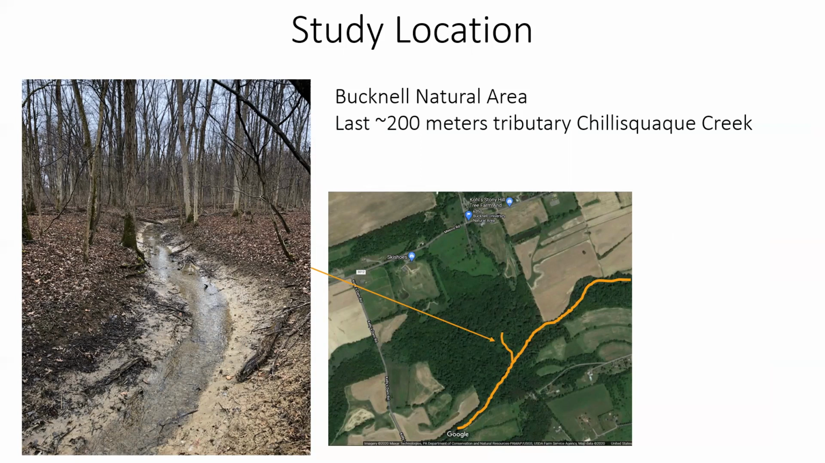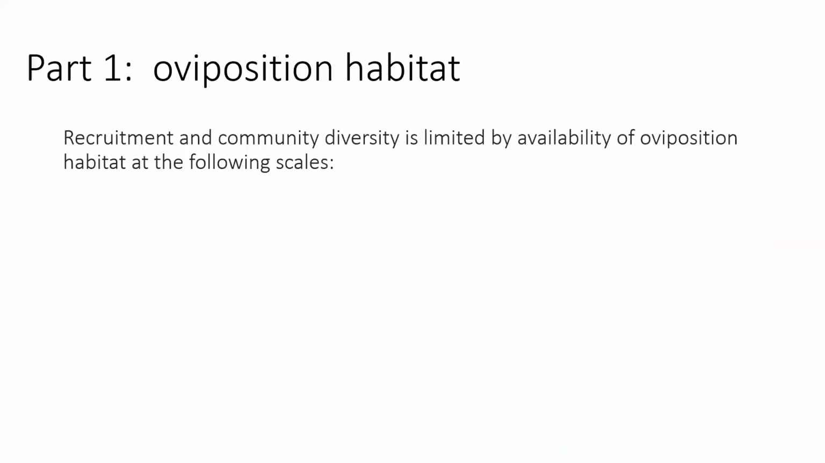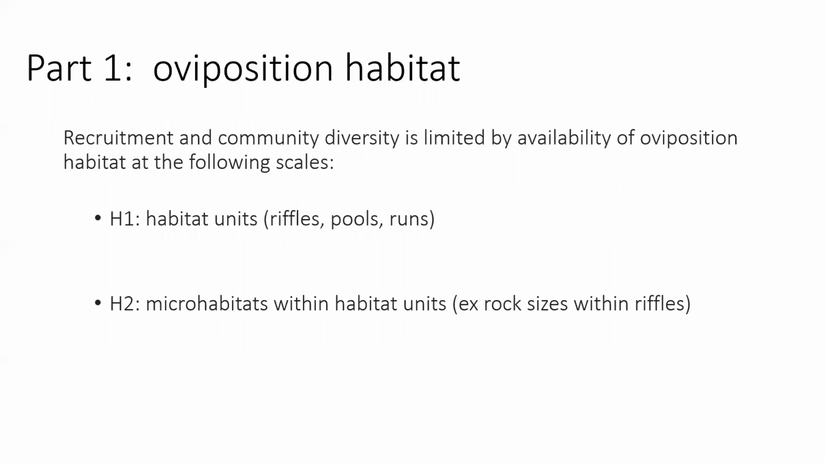This project was executed in two parts, both of which took place in the same stretch of our study stream. In part one of our study, we tested whether recruitment and community diversity of aquatic insects in our stream was limited by the availability of oviposition habitat, both at the habitat unit scale, which for example could include riffles, pools, or runs, and or at the microhabitat scale, such as different rock sizes within a riffle.